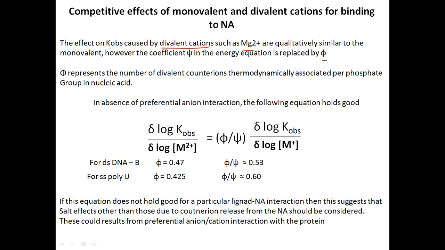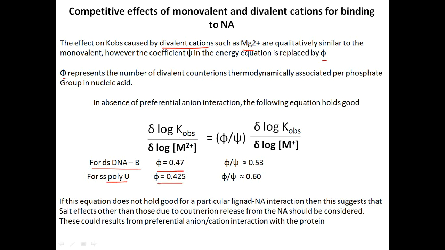That is given as phi. That is, one phosphate group needs only half of a charge neutralization from the divalent cation. So the psi values are always lesser than the phi values. You can see that for double stranded DNA, B-DNA form, the phi value is around 0.47 only, and for single stranded polyuracil it is only 0.425.